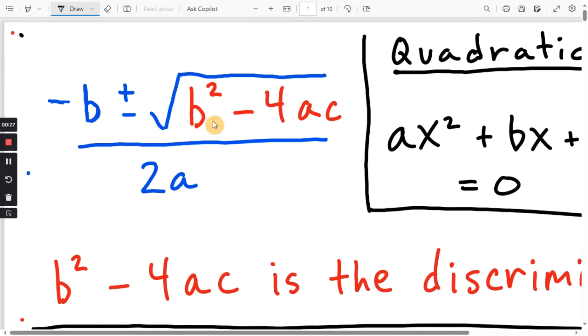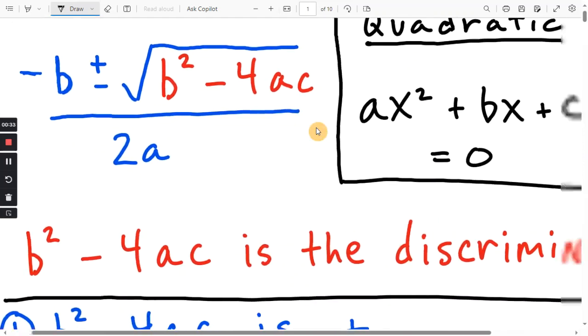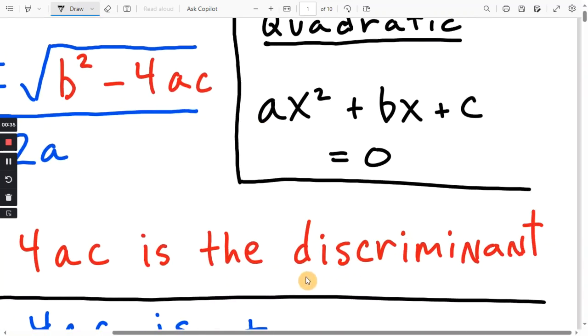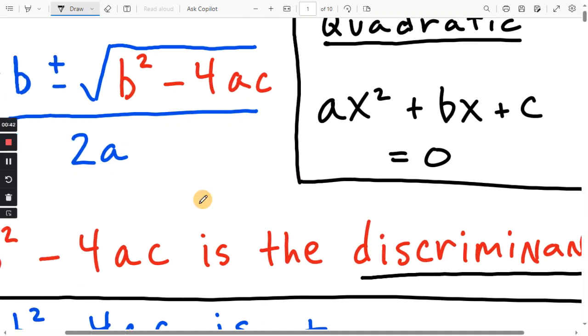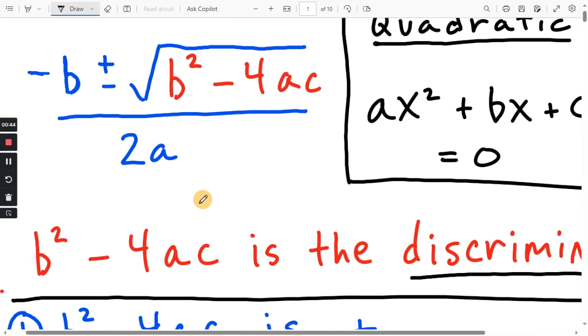Now this part of the quadratic formula that's under the square root, b squared minus 4ac, that is called the discriminant. Okay, so b squared minus 4ac is the discriminant, and that determines how many roots and the type of roots you will get when you use this formula. All right, so let's take a look at the three cases.